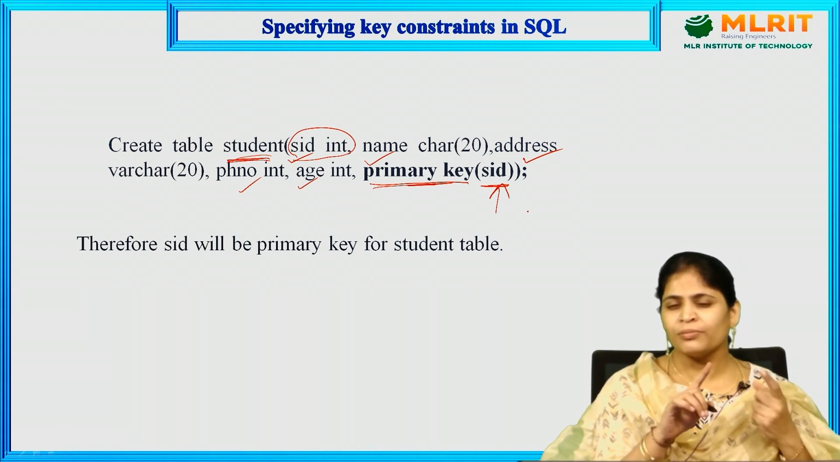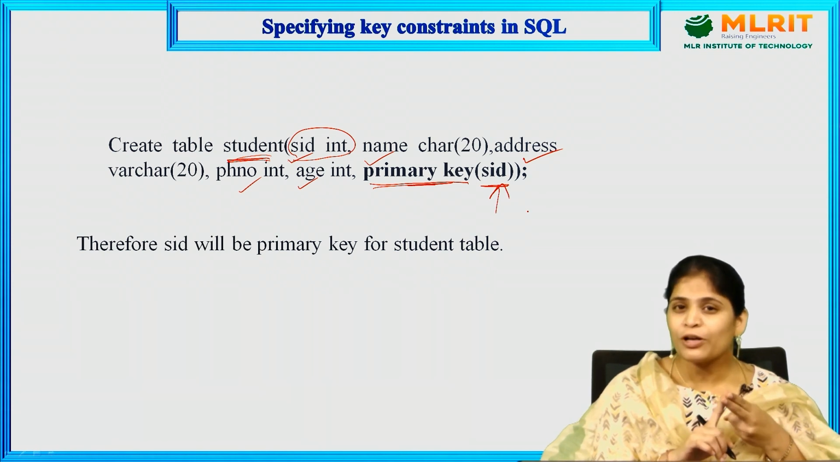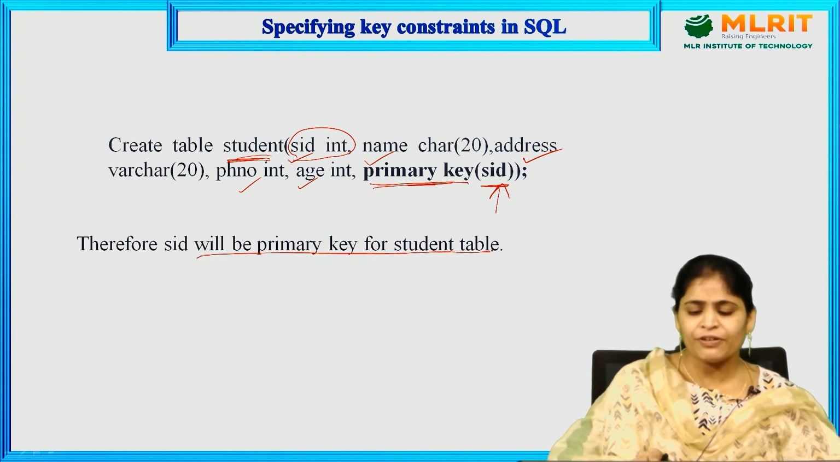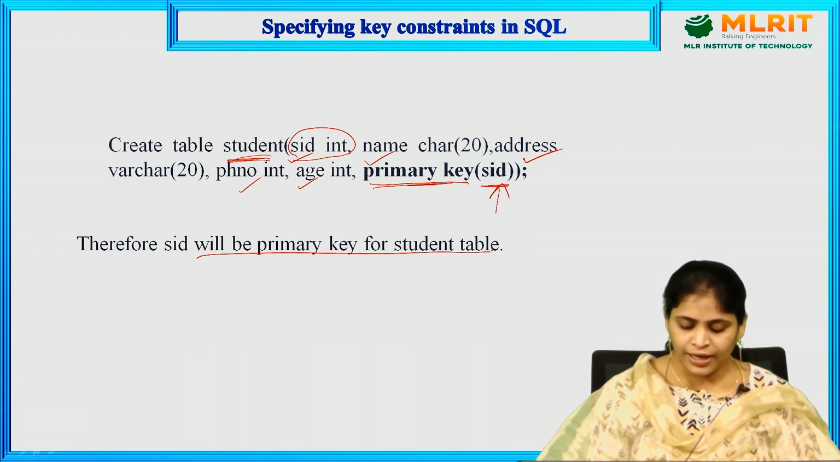So, the SID column must be unique and must not contain null values. Why? Because it is defined as a primary key. Therefore, SID will be the primary key for the student table. In this manner, we represent SID as a primary key.